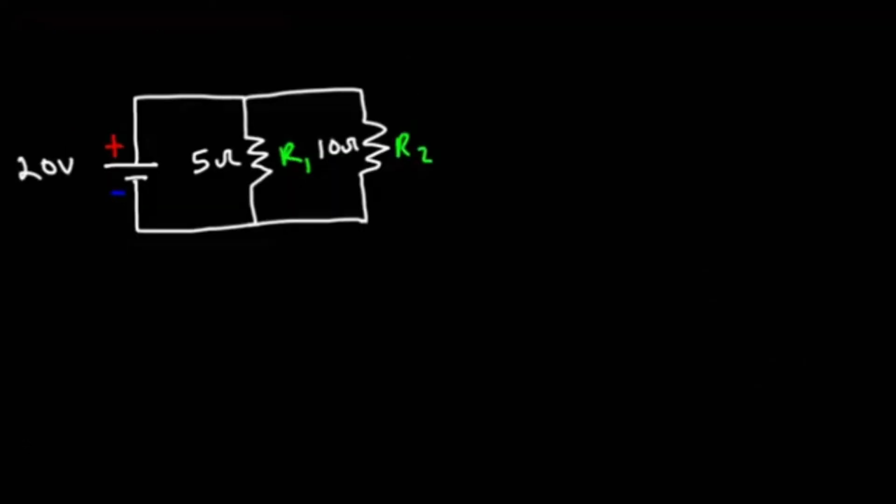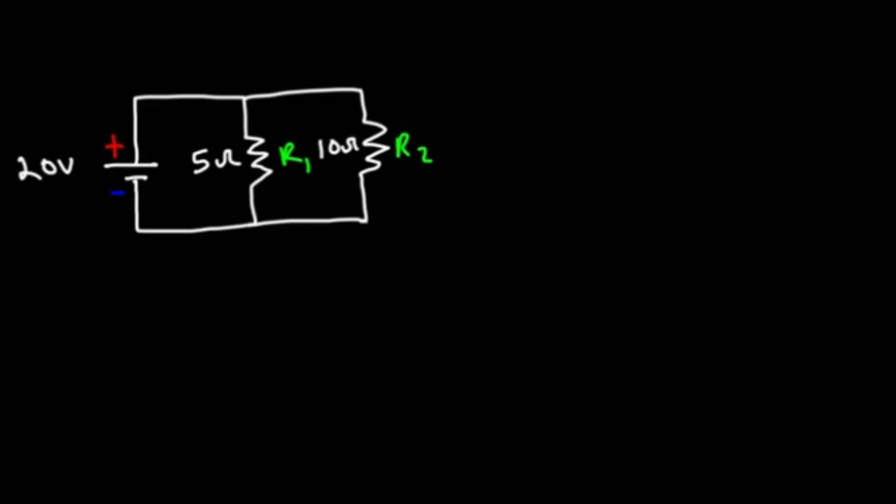Now let's try another example. This time we have two resistors connected in parallel. Calculate the power dissipated by each resistor and also the power delivered by the battery. Feel free to pause the video if you want to try this.